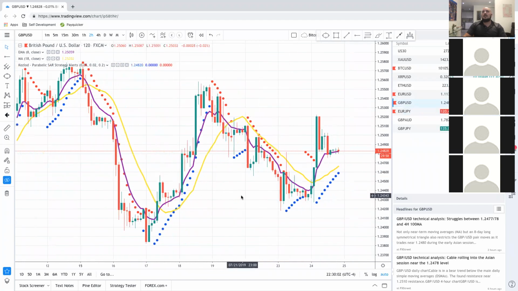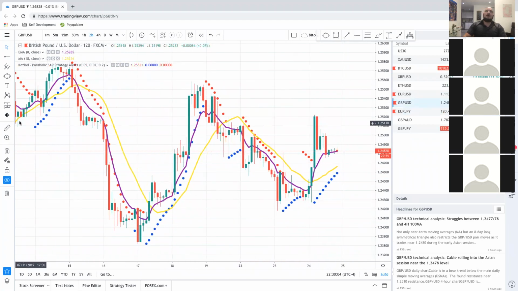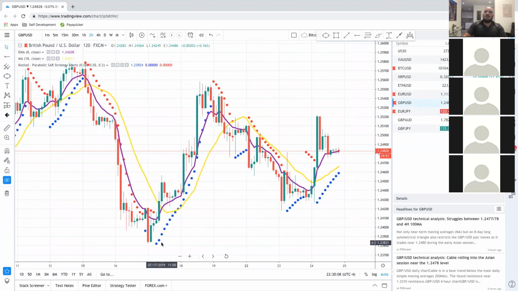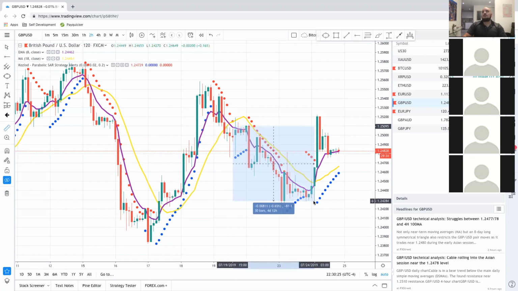But look at this. Check this one out. This is the pound dollar. So it dropped, SAR flipped, it crossed right here. This thing shot up 136 pips. All right? And you could do this all day. SAR flipped, it crossed. Guess what? Dropped 80 pips. So you could literally use the SAR flip crossover strategy for anything.